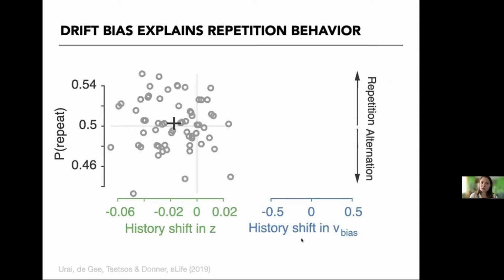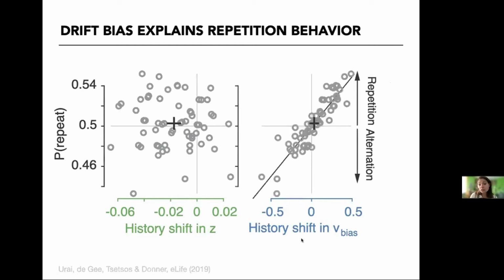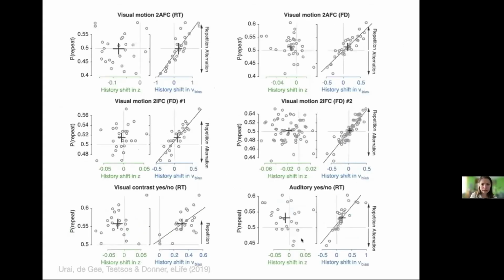And for the starting point shift, I somewhat surprisingly found no correlation between the two. However, I found that these individual history biases in behavior are really strongly captured by this history shift in the drift bias, so in the way that people accumulate evidence for their new choice. And again, what was nice about using all these different data sets is that we could be really certain that this didn't depend on one specific task, for instance.